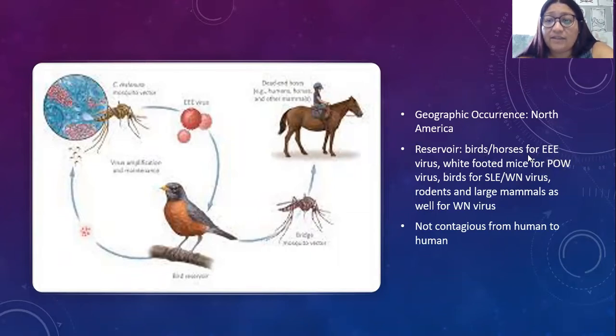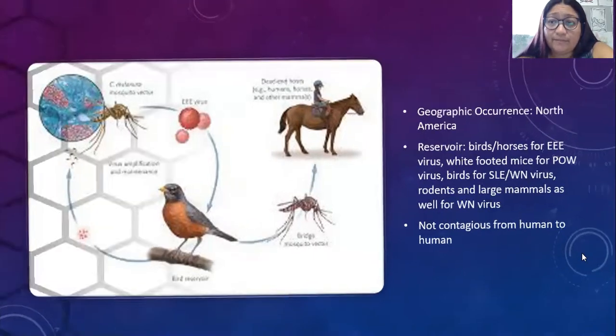Eastern equine encephalitis virus is birds and horses. And you can see here on the little chart, it's a little bit blurry, but white-footed mice are the reservoirs for the Powassan virus, and birds for the St. Louis encephalitis virus and West Nile virus. Rodents and large mammals as well for the West Nile virus. It is not contagious from human to human.